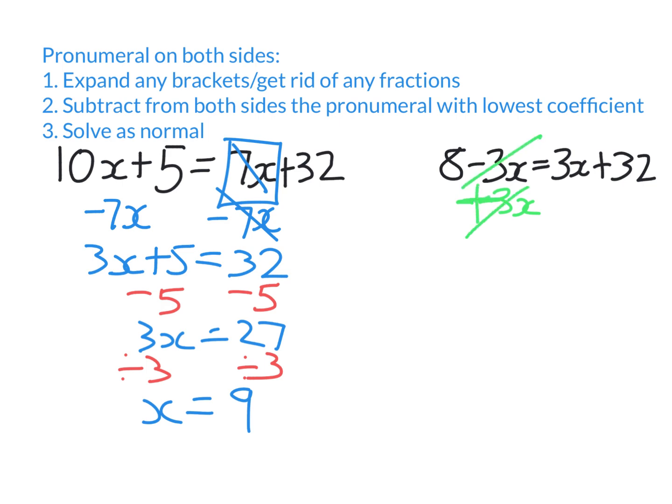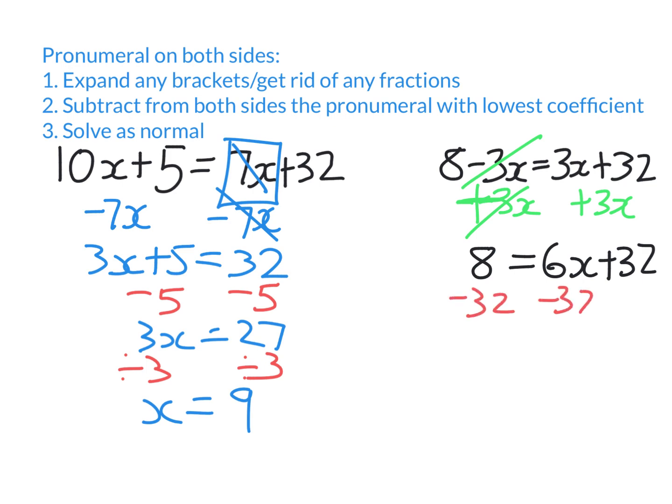So what I'm going to do is subtract negative 3x, which is the same as adding 3x. Subtract 3x and add 3x undo each other. But what you do to one side, you must do to the other. So here I'm going to have 8 equals 6x plus 32. Now we solve as normal now that x is in only one spot. We are going to subtract 32 from both sides.